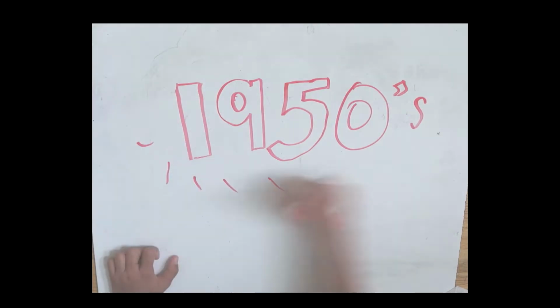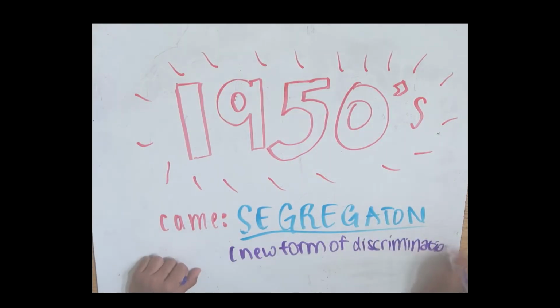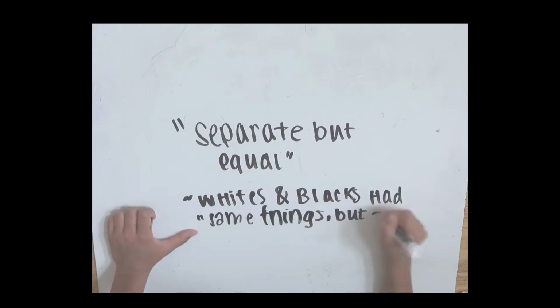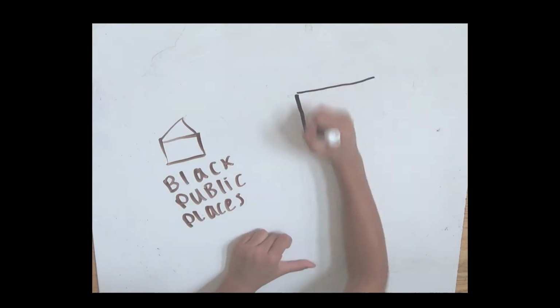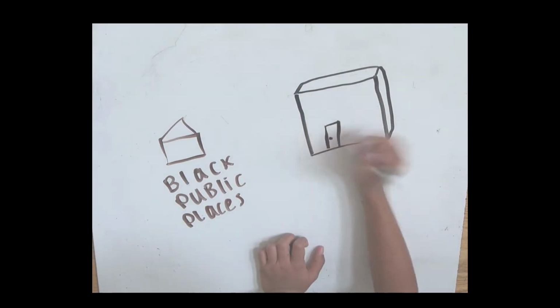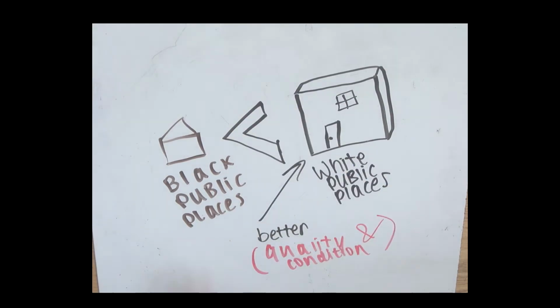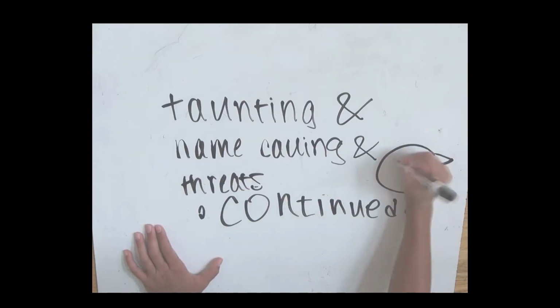In the 1950s came segregation of whites and blacks, where the people of color were divided from the whites. They were divided under the basis of separate but equal. It sounds alright, but it was just another way of saying that the whites and blacks had the same public facilities to go to, and the black facilities were of worse quality and condition. For example, the buses, public restrooms, and other places for blacks were in worse conditions than those of white people. Taunting and name-calling continued as well.